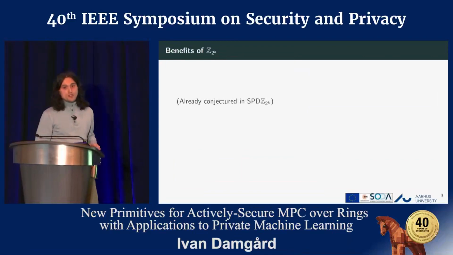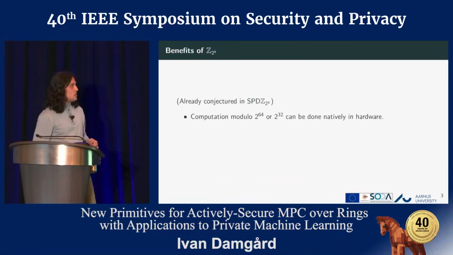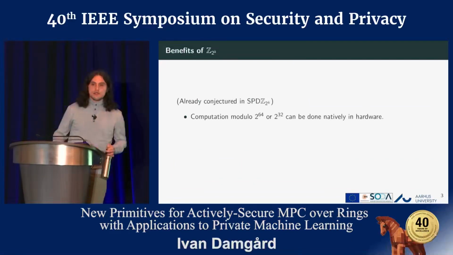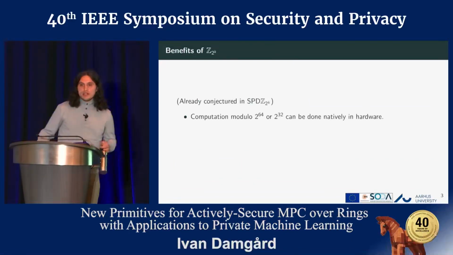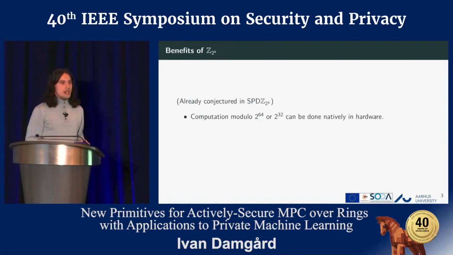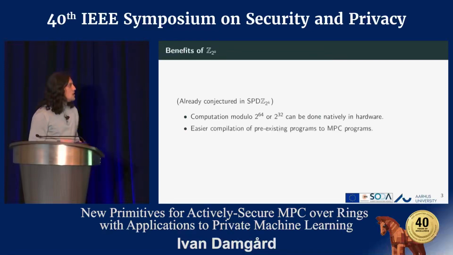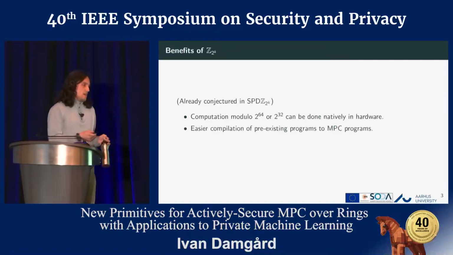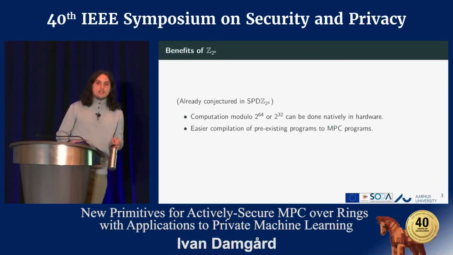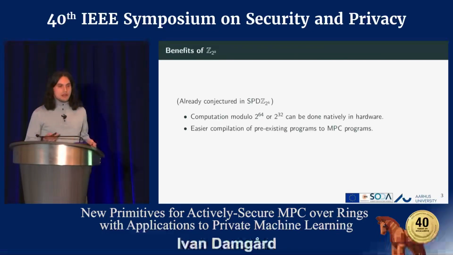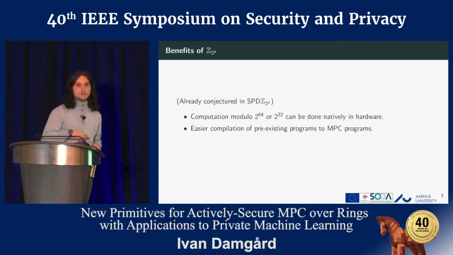The first one that comes to mind is, well, set k to be 64 or k to be 32. And now you're computing on native data types. That's amazing, because then everything should be, at least intuitively, faster when it comes to computation. Also, if you write a program in C or in Java or whatever programming language, you're probably already aware of overflows modulo 2 to the 64. You're already programming taking this into account. So there should be, at least intuitively, an easier compilation from these programs to MPC programs.